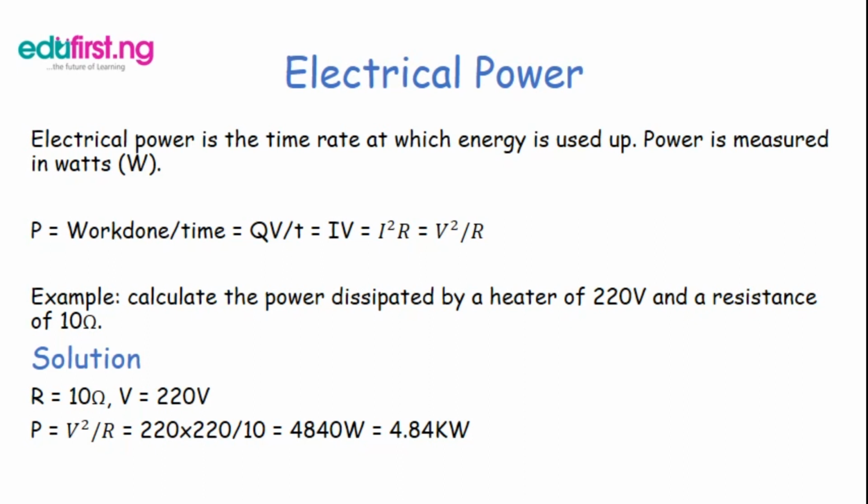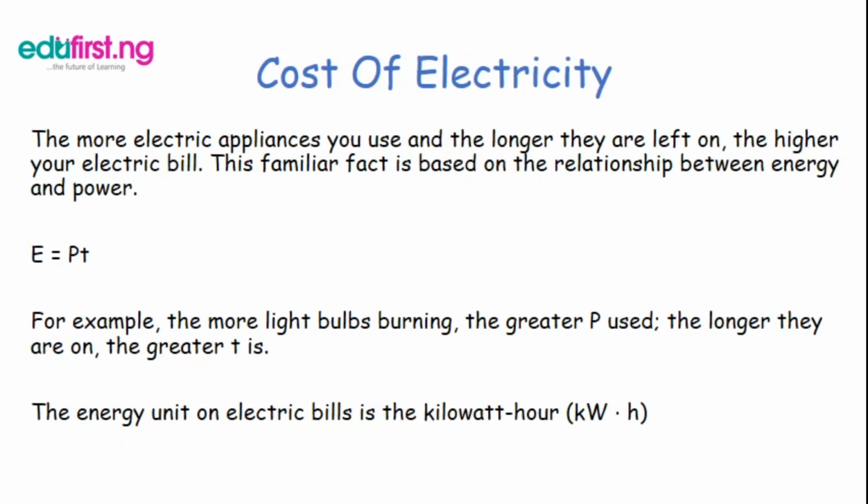Let's use this example to explain. Calculate the power dissipated by a heater of 220 volts and a resistance of 10 ohm. Solution. From the question, we were given the resistance to be equal to 10 ohm and voltage to be equal to 220 volts. From the four expressions, the one that is suitable for this calculation is P equal to V squared over R, and that is 220 multiplied by 220 divided by 10, and that gives us 4,840 watts, which is equal to 4.84 kilowatts.